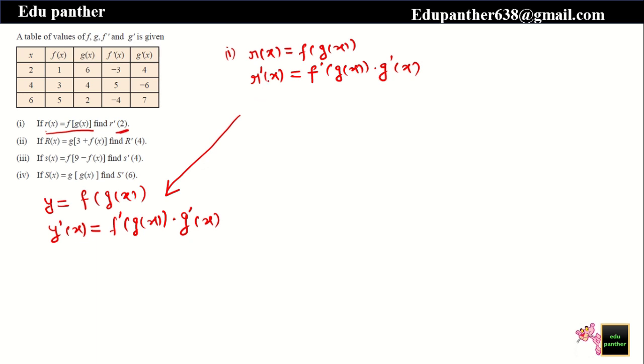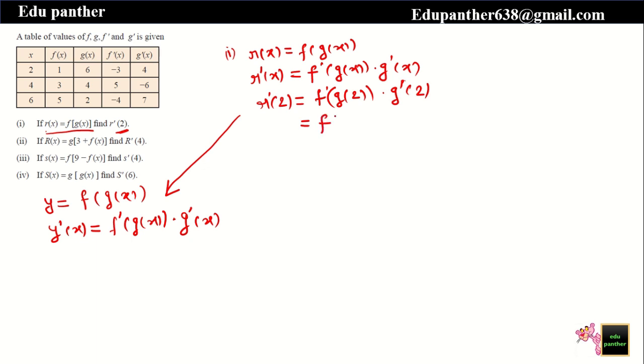So how will you do that? Yes, substitute x is equal to 2. So r dash of 2 is equal to f dash of g of 2 into g dash of 2. Now use this table.